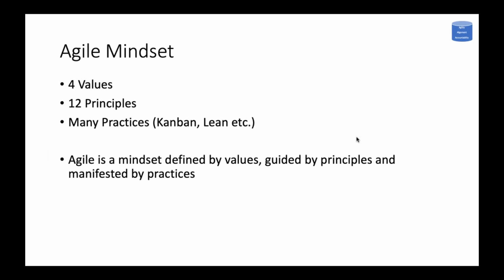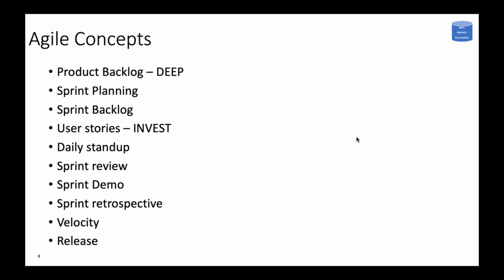So the Agile mindset in a nutshell is 4 values, 12 principles, and many practices. Some of the basic concepts: product backlog, which is equivalent to your requirements document in waterfall, and the product backlog has the characteristics of the acronym DEEP. DEEP stands for detailed, emerging, estimable, and prioritized. The word prioritized is there because that is where the customer, or in an Agile world, the product owner, is responsible to make sure that the team is working on the requirements which are of most value to the customers.